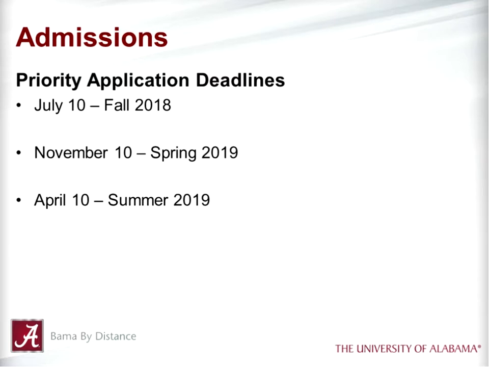For spring 2020, the priority deadline is November 10th, and for summer 2020, it's going to be April 10th. So, like I said, even though we have a priority deadline tomorrow, we're still taking applications and we will review them. It's just that if you have to take the GRE or the MAT, it might make processing everything a little tight, depending on when you can schedule your test and get your scores to UA.